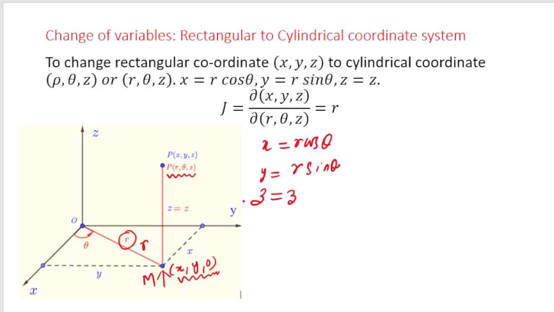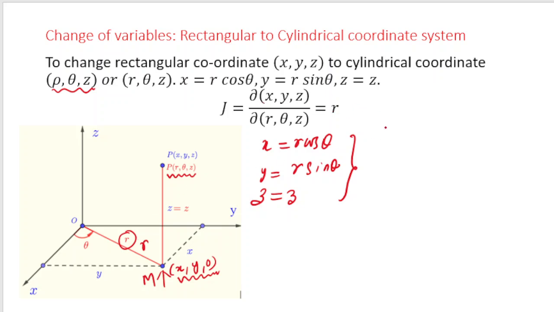Okay. Now this is the relation that you have to remember, how x, y, z are related with r, theta and z. Some people also take it as rho, theta and z, so that this distance they call rho, but I think r will be more popular.